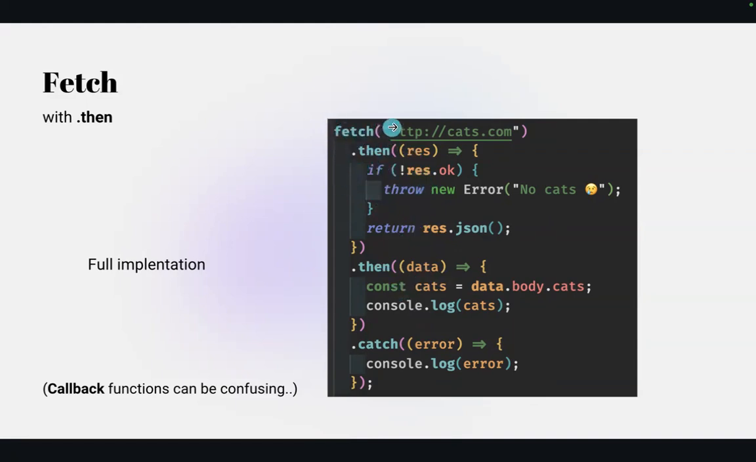So here we're fetching from cats.com. And since we're using .then syntax, I'll show you async and await next. With .then syntax, we say .then, we get the response. We check if the response has a property called OK. In fetch, a response will always have this OK property that's either true or false. And if it's false, then we want to throw an error that says no cats, or whatever your error message is. If we get past this if statement, that means we haven't thrown an error and the response is okay.